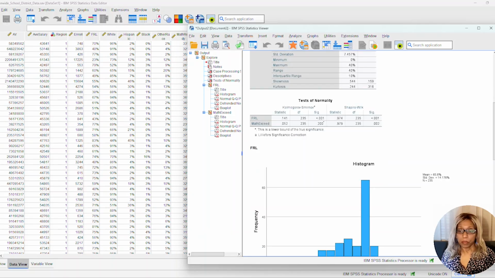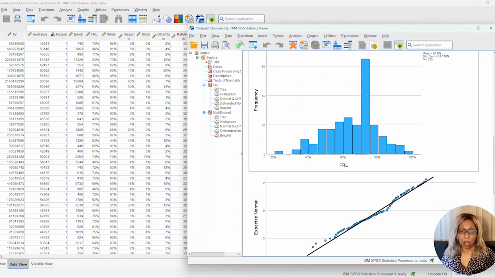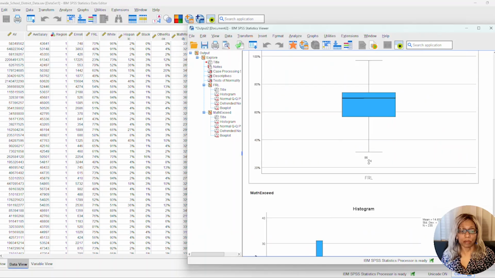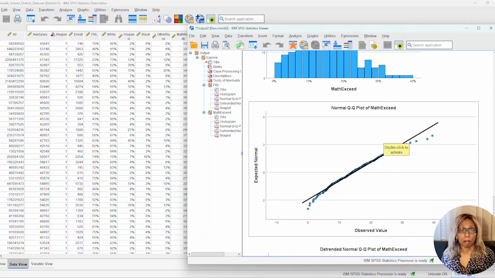And that means that we can go ahead and check for linearity, which is our next one. So if we go down, looking at the normality plot, we can see that both FRL, and if we go down to math exceeds, they both have a tight upward positive straight line pattern. So the test for normality does pass. We can proceed.